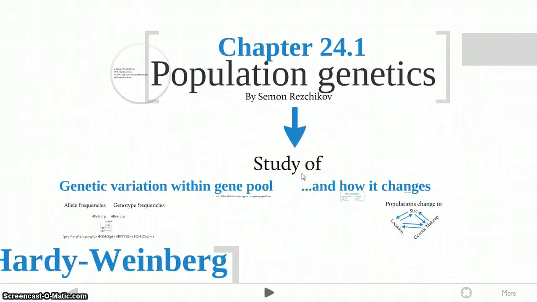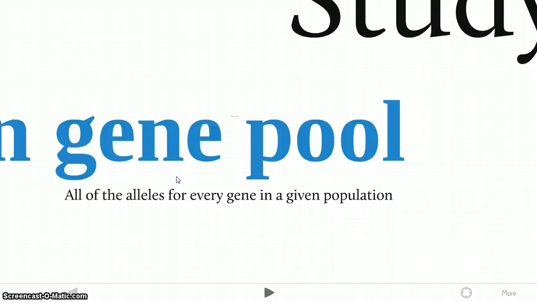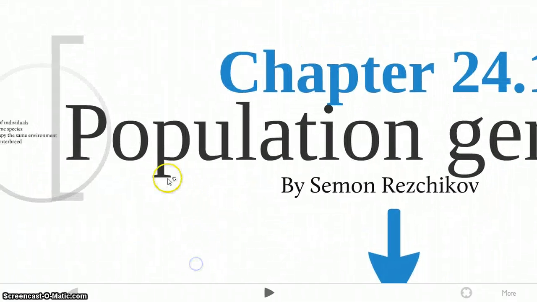So, population genetics. It is this field of study that studies genetic variation within gene pools and how that genetic variation changes. First, definition. A gene pool is the set of all alleles for every gene in a given population. Population geneticists pretty much study gene pools because a gene pool of a population is really the genetics of that population. But there's that word there, population.